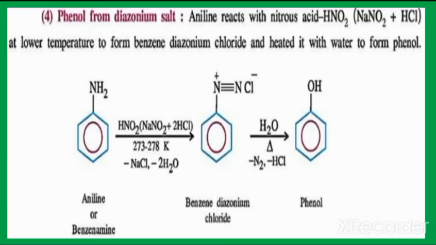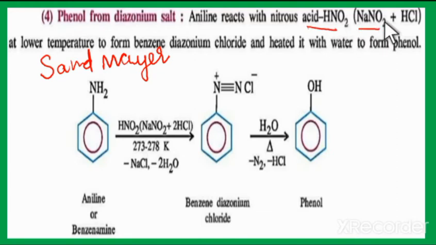Okay, next method, that is phenol, which can be obtained from the diazonium salt. This is also known as the Sandmeyer reaction. So in this case, the primary aromatic amines are treated with nitrous acid, also treated with sodium nitrite in the presence of hydrochloric acid at a low temperature, that is 273 to 278 Kelvin, which is also considered as 0 to 5 degrees Celsius.